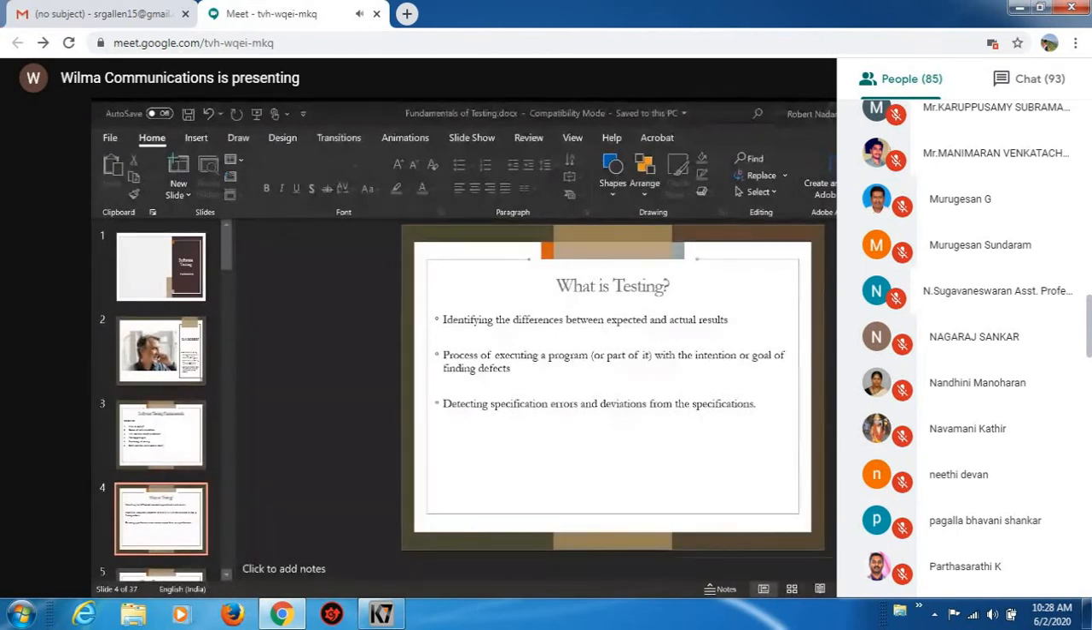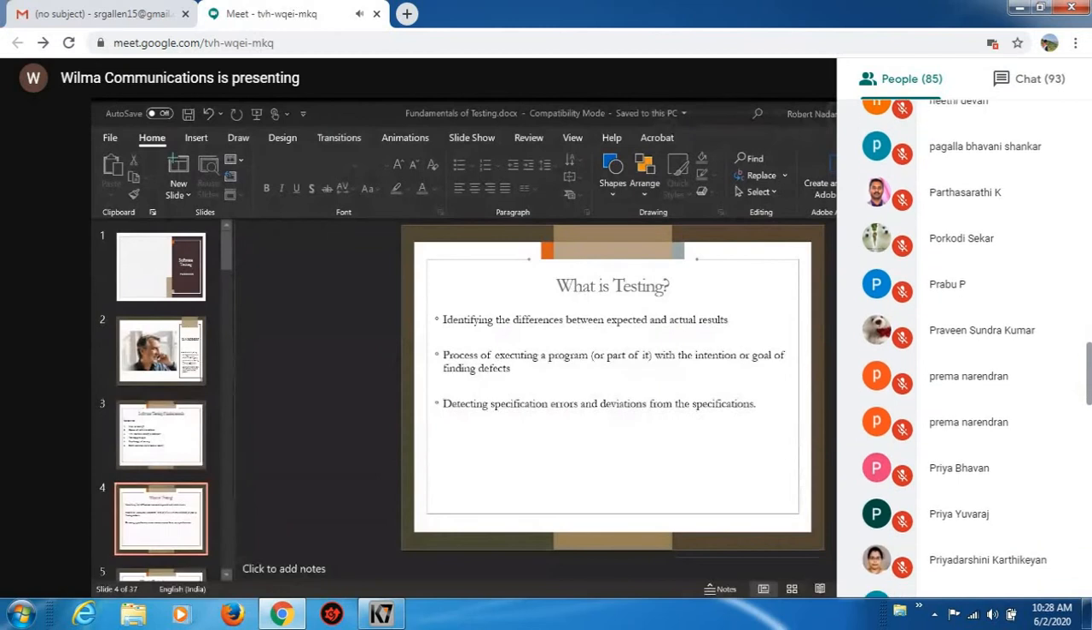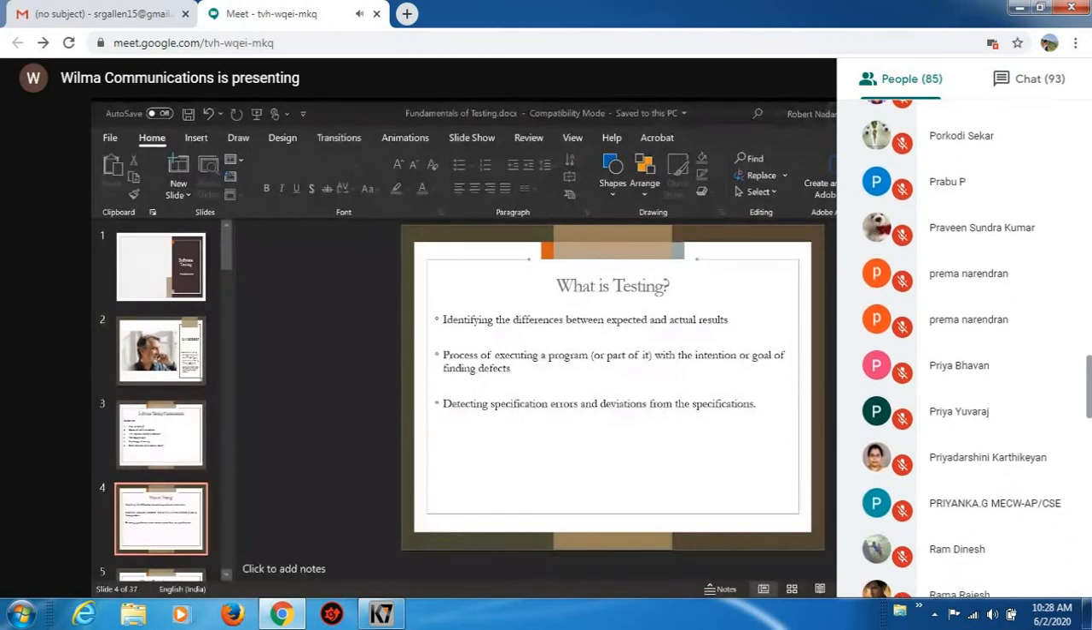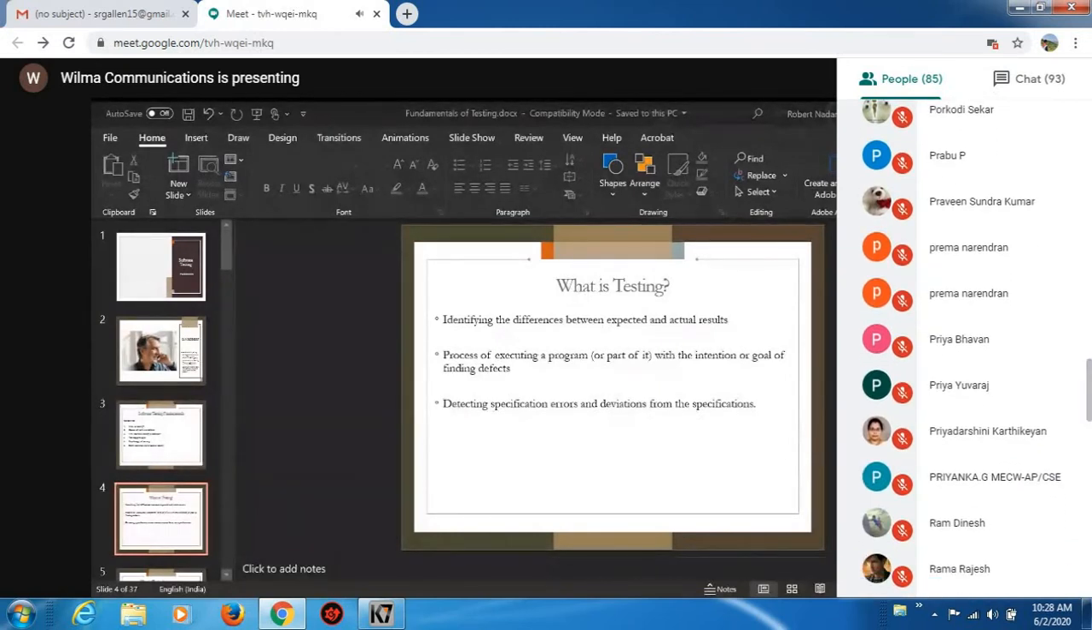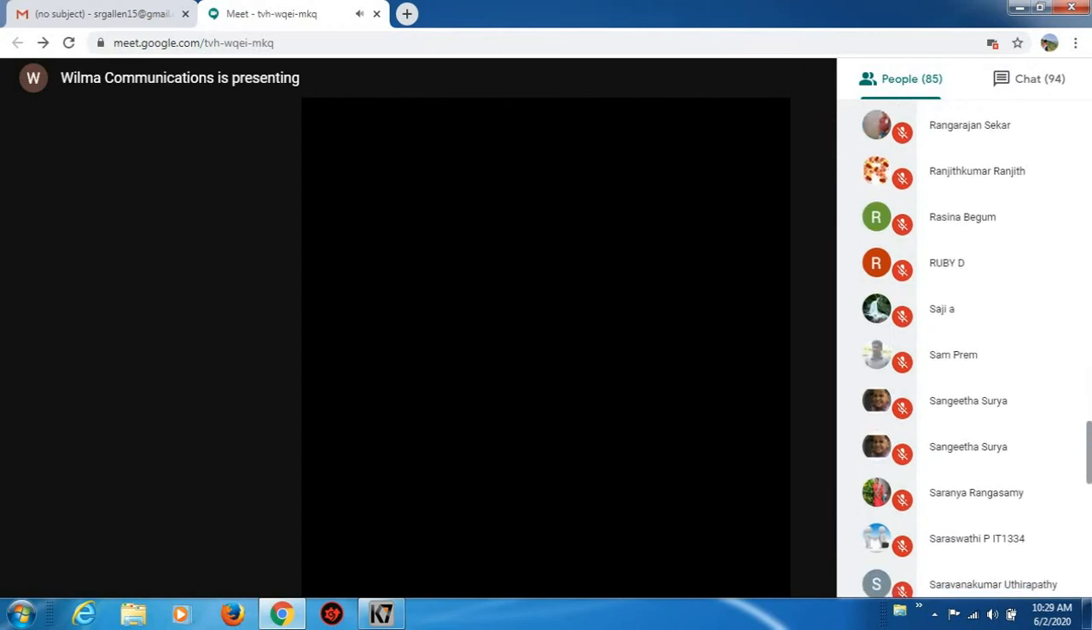Okay, so there are three definitions. Identify the difference between expected and actual result. So when we are talking about software, about projects, about the application level, it basically starts with the requirement.